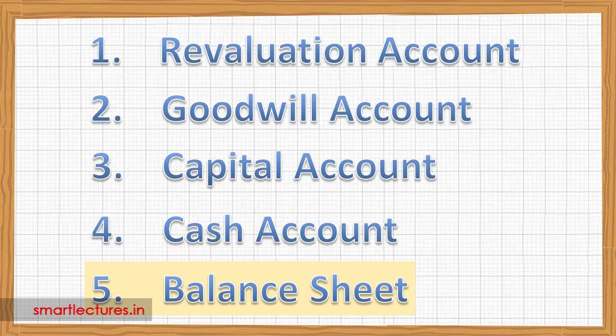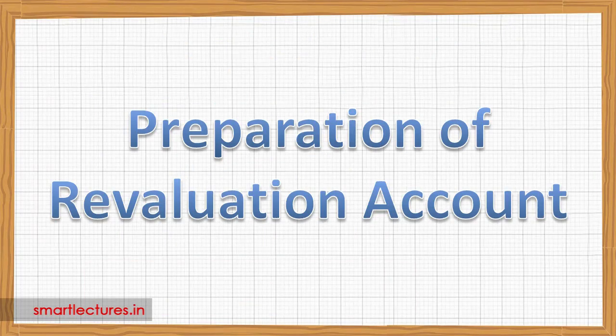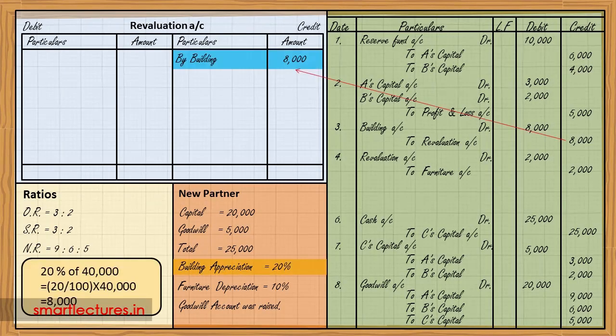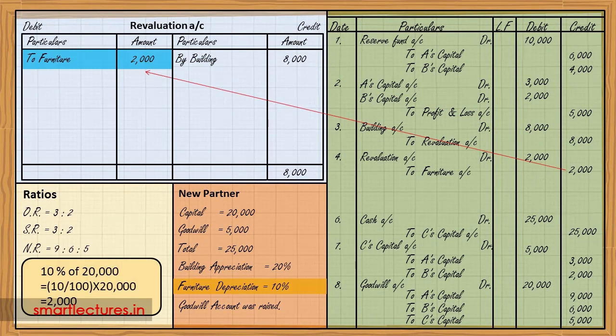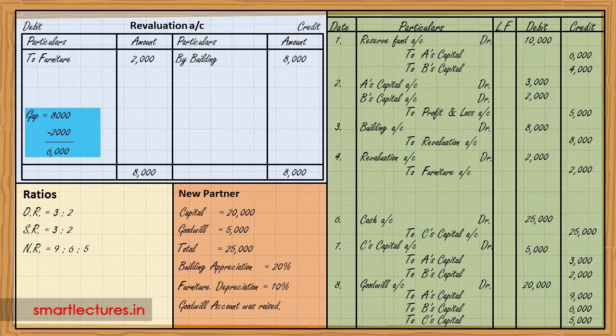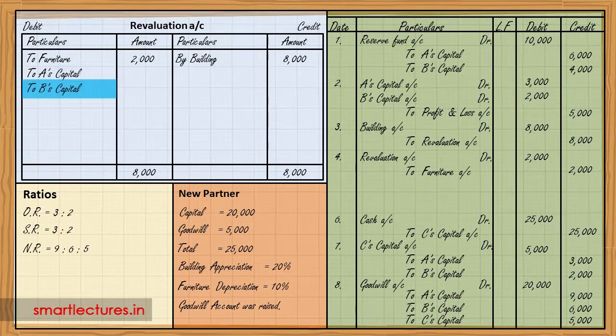So I'm going to start Revaluation account. By building 8,000 rupees and the total is 8,000, and on debit side to furniture 2,000. So the balancing figure is 6,000 on debit side. This is basically the profit on revaluation. So to A's capital, to B's capital, in the inner column you will write down 3,600, 2,400, and in the outer column 6,000 rupees. So this is the profit on account of revaluation.